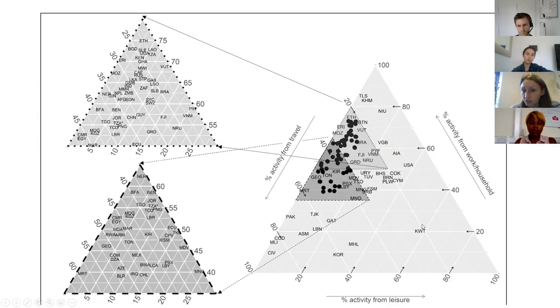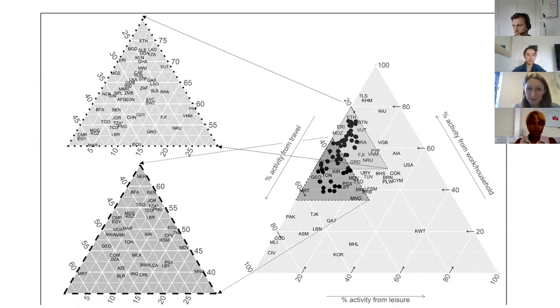So that's obviously quite an outlier, but the bulk of the countries are in this part of the triangle, which, if you look at it, what does that mean? They're between the 40 to 80% lines on work household, roughly between the 20 and 60% lines for travel, and under the 20% line for leisure. So I hope that gives some sense of where the countries are fitting.